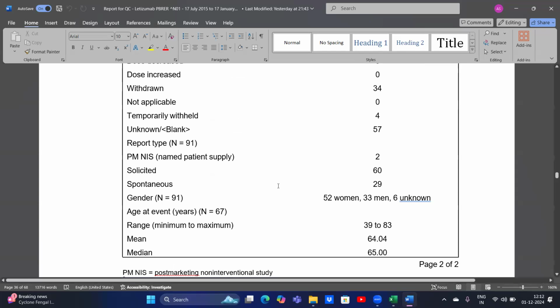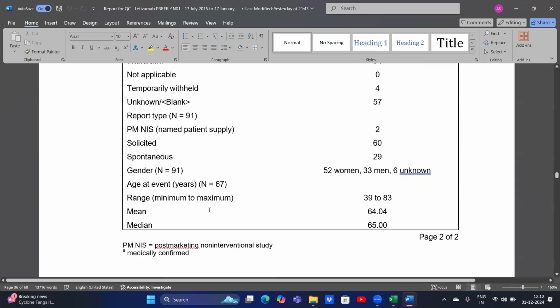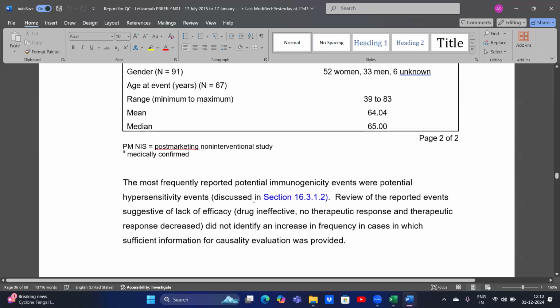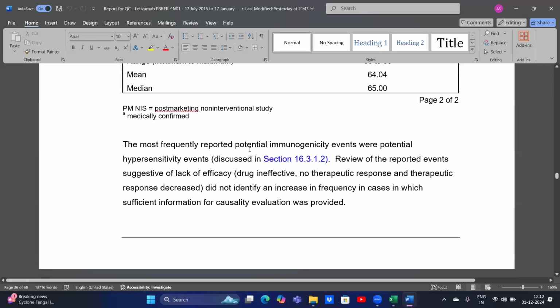Yes, sir. Gender, age, everything, they are giving the range, then giving the mean, median, range. So this is how they present it. Now, after that, they will present their analysis.